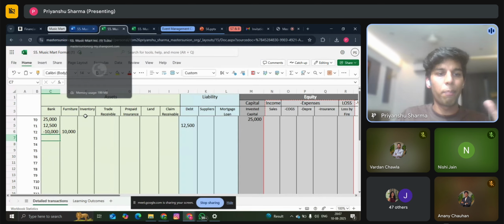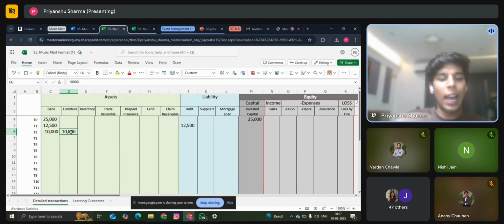This is another simple entry for recording an asset that you purchased. And since that purchase is not mentioned outside of cash or credit, we'll consider that as cash. As long as they don't specifically mention that it has been on credit, we'll always record entries in cash.